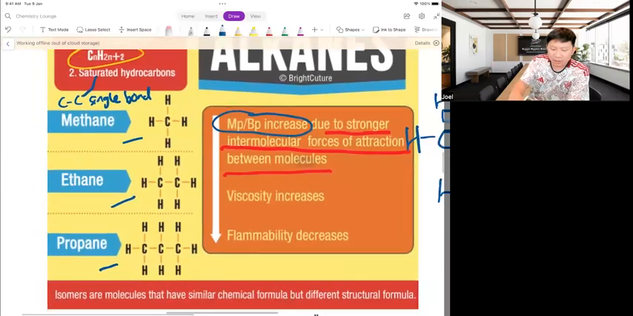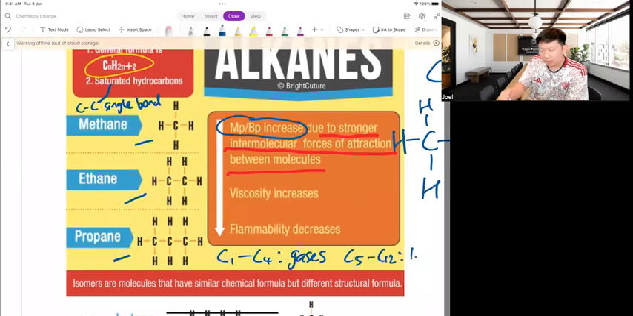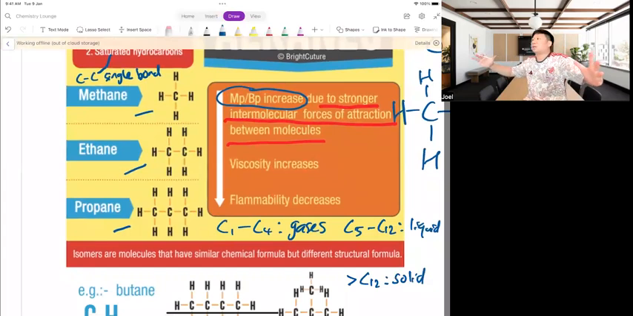To be honest, some of this I don't need you to remember, but C1 to C4 are gases most of the time. C5 to C12 are like liquids. Can you see that the larger the number of carbons, more than C12, it is normally solid. So more carbon atoms, stronger intermolecular force, higher melting and boiling point, becomes solid. But you don't need to memorize this, don't worry.